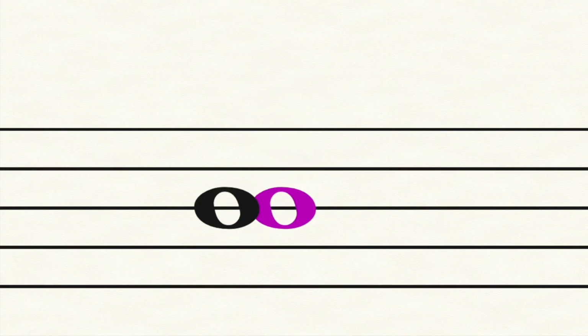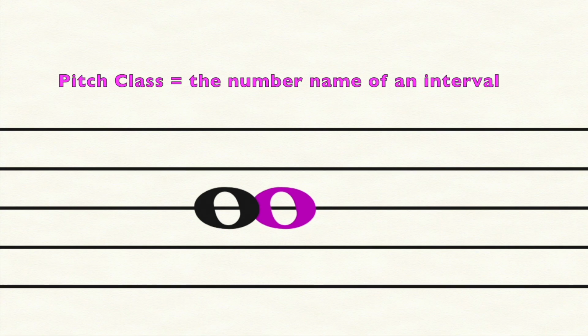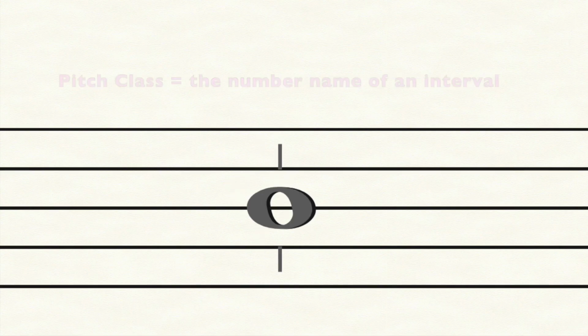So that's a really important thing, is to understand that the first part of naming an interval is just the number. It's what we call pitch class. And in determining pitch class, we're just talking about the number of lines and spaces.